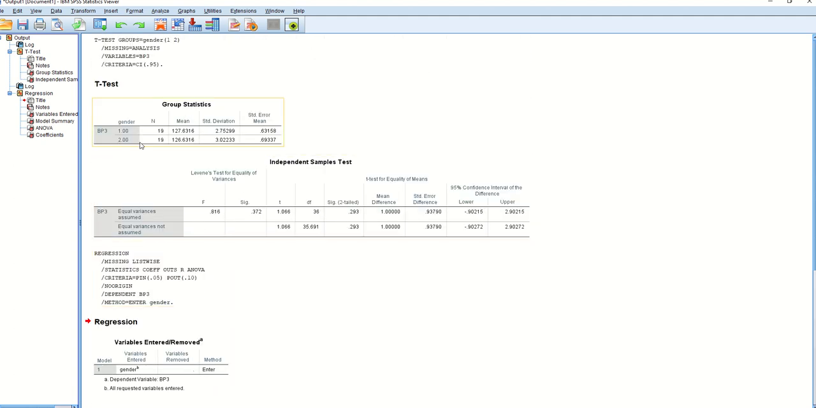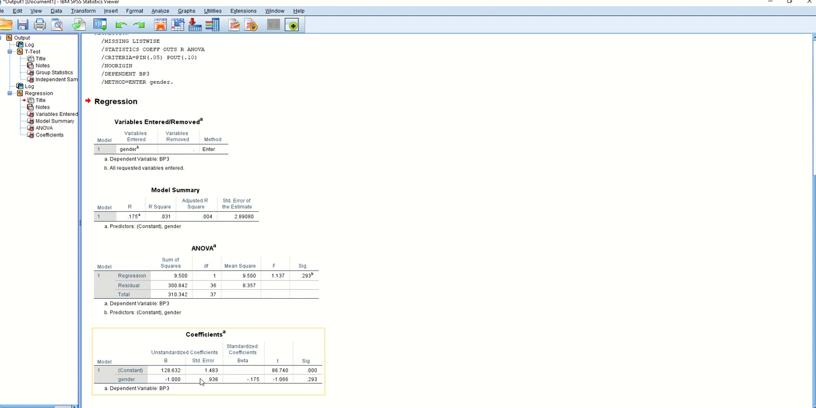Yeah, you can see that the 2 has a smaller value than the 1, and therefore the difference is negative. The t-test takes the first one minus the second one. In the regression, it's always the higher value minus the lower value, so it's the 2 minus the 1. So it's this average right here minus that average, and you get a -1.